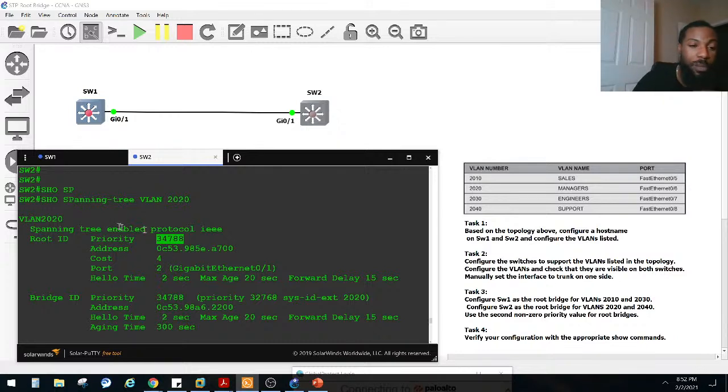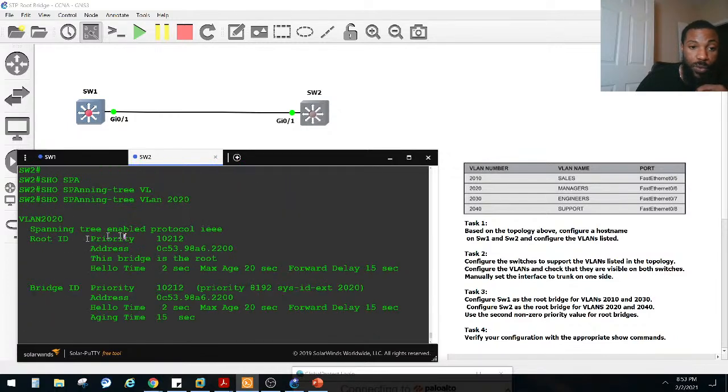Well, I ain't gonna give you too many pop quizzes, but basically, the default priority is 32768, right? And then remember, we said that the bridge ID is the priority plus the VLAN ID, right? So 32768 plus 2020, which is the VLAN number, gives us the priority of 34788. But he is going to be the root bridge. So what is the priority for switch 1 in VLAN 2020? Let's see what his priority is, even though we made him the root. So we made him the root for VLAN 2020.